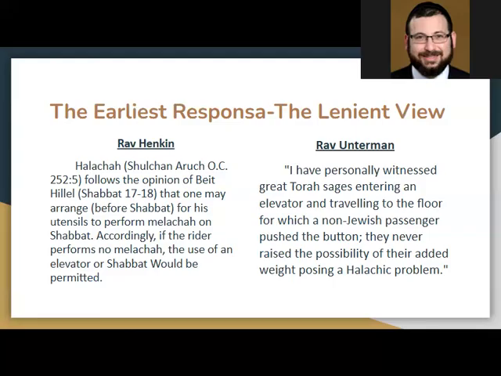Rav Unterman even tells the story about how he was present one Shabbos, and he's dating himself, alav hashalom, he's passed away, when the Chofetz Chaim was meeting with some rabbinic figures to discuss some community matters. When the Chofetz Chaim needed something brought to him, one of those present proceeded to ride an elevator with a non-Jewish passenger and was able to retrieve the item. And none of the assembled rabbis, which included the Chofetz Chaim, objected to this ride in the elevator.